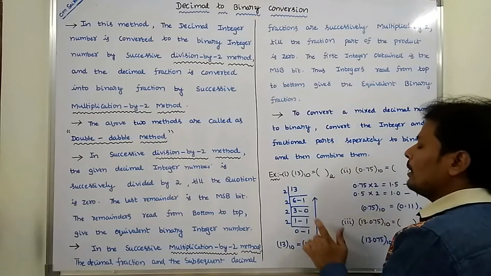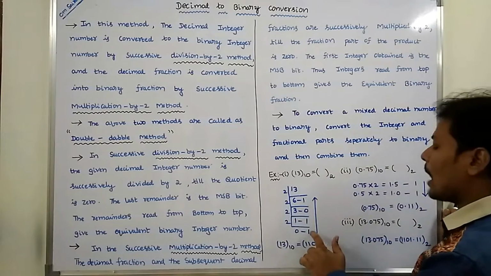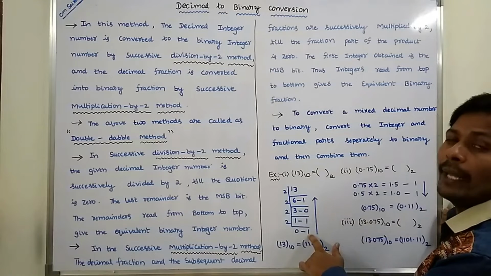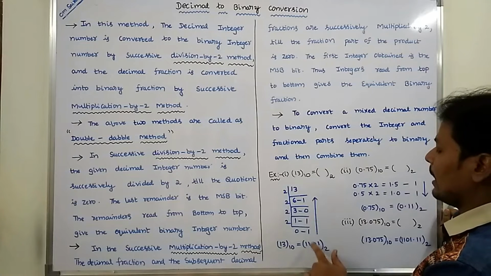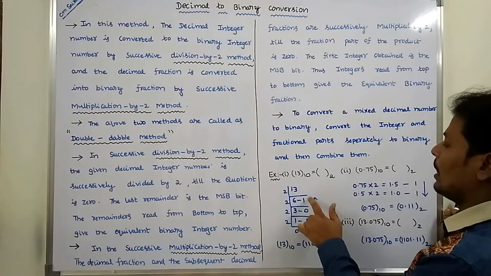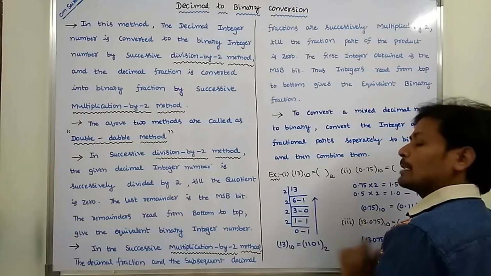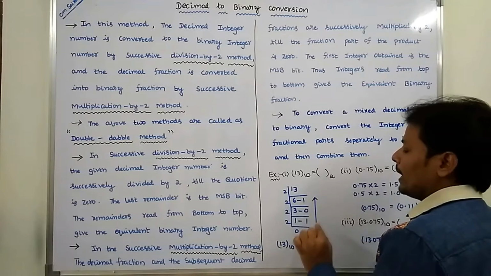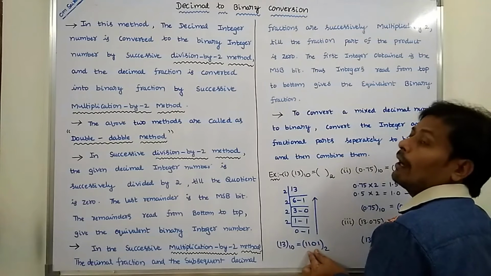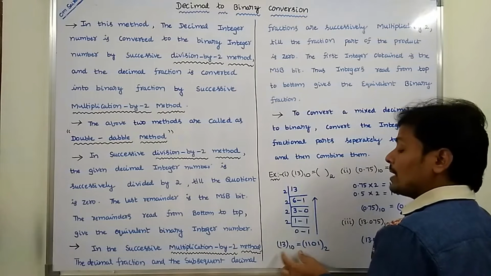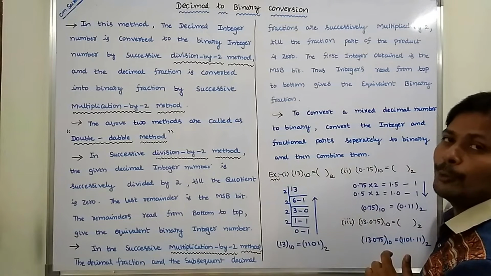So 1 1 0 1. The last remainder bit is treated as the MSB, and the first remainder, 1, is treated as the LSB. Whenever the remainders are read from bottom to top, we get the equivalent binary integer number. So this is called the successive division by 2 method.